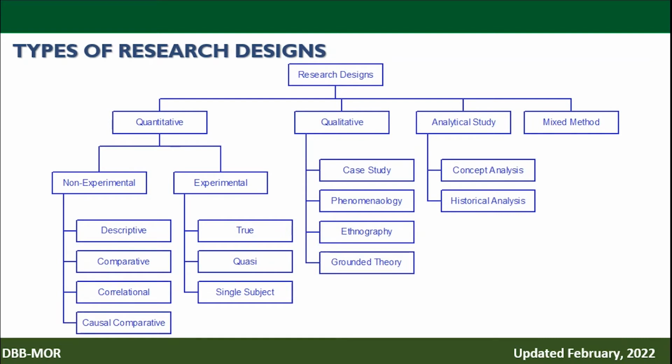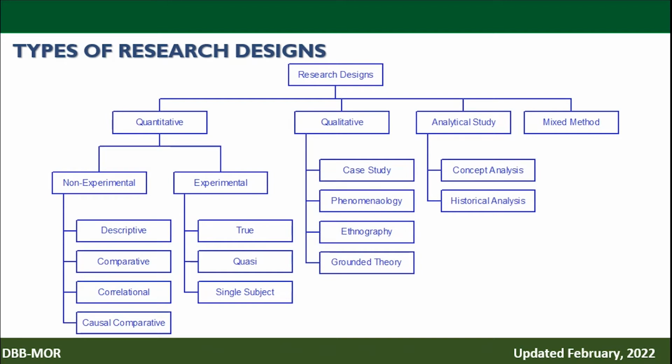We have the descriptive, comparative, correlational, and causal comparative. For experimental research, we have actually four: no? Pre-experimental, true, quasi, and single subject. But I would like to focus the discussion to the three: no? True, quasi, single subject. But I will be discussing as well pre-experimental research design in order for you to know the disadvantages of using it. But I'm discouraging you to use.